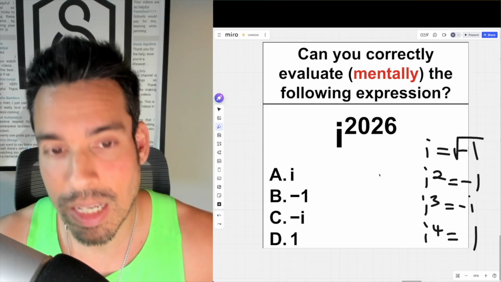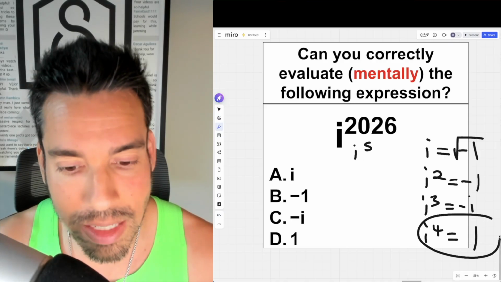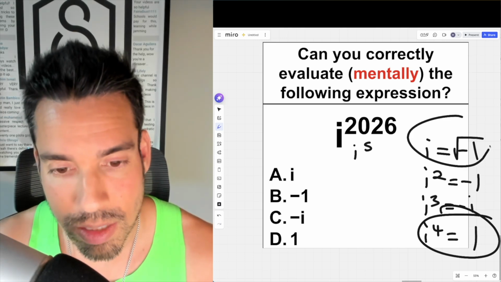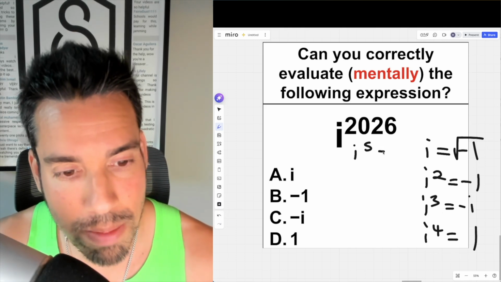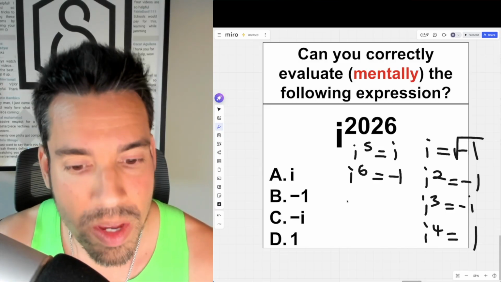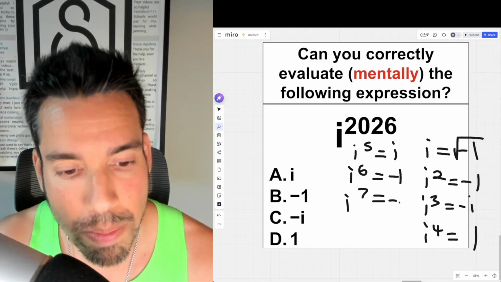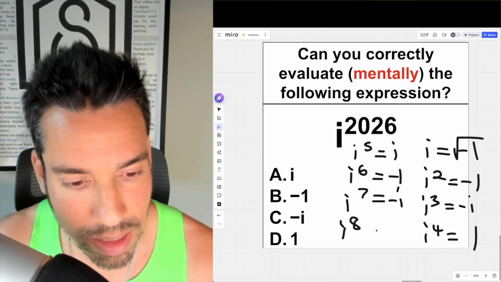And the beauty is when we go to i to the fifth, right? What's i to the fifth? Well, it's i to the fourth, which is 1, times i. So i to the fifth, we get back to i. i to the sixth, we get back to -1, and the pattern repeats. That's going to be i to the seventh. The pattern repeats as follows, right? i to the eighth, we get back to 1.